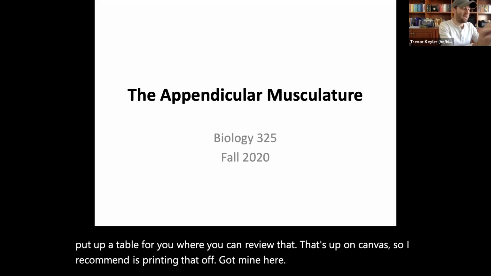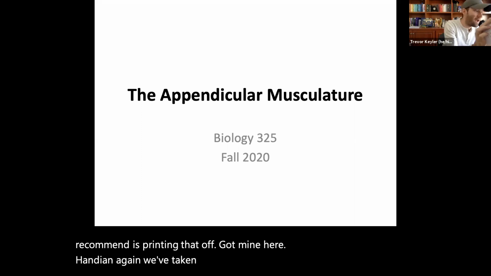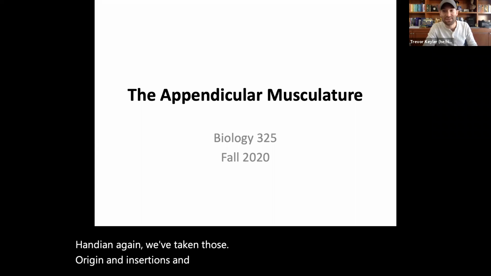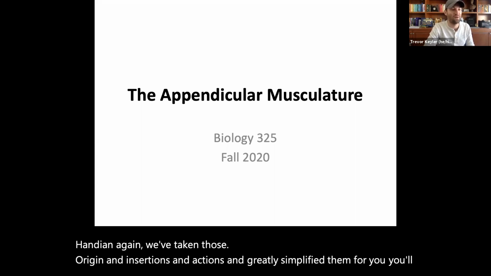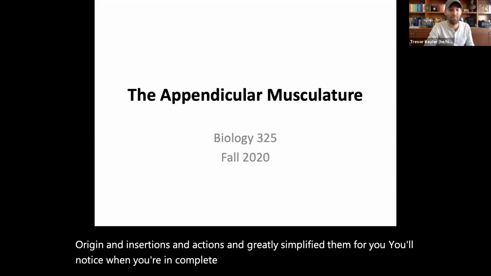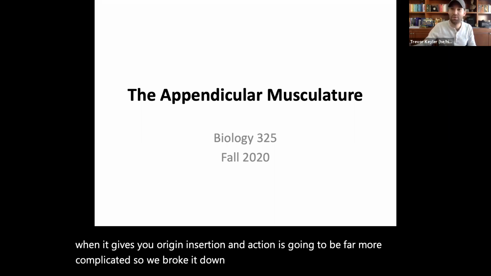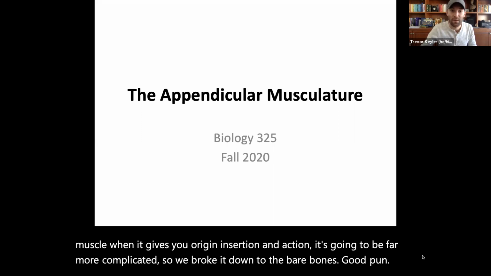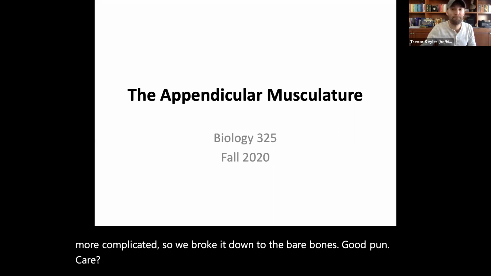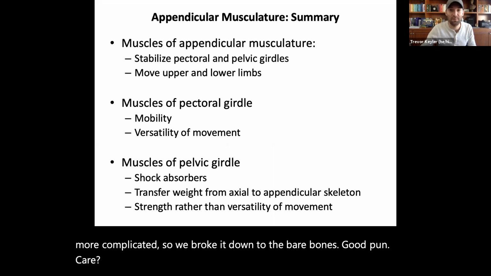And again, we've taken those origins and insertions and actions and greatly simplified them for you. You'll notice when you're in Complete Anatomy, if you're looking at a muscle and it gives you origin, insertion, and action, it's going to be far more complicated. So we broke it down to the bare bones. Good pun. Okay, I think that's it. We'll begin here.